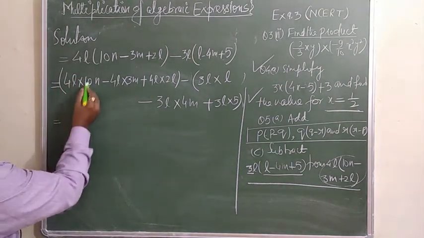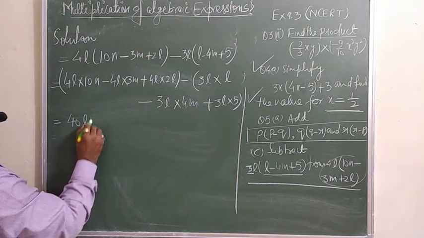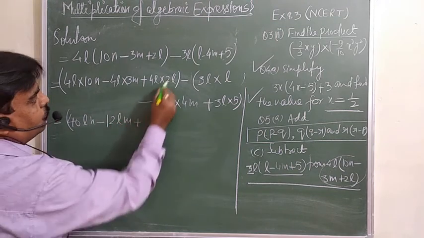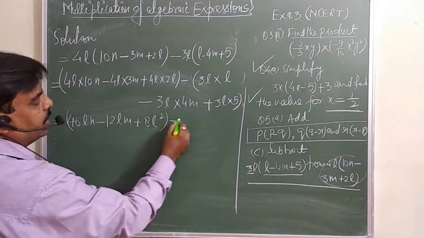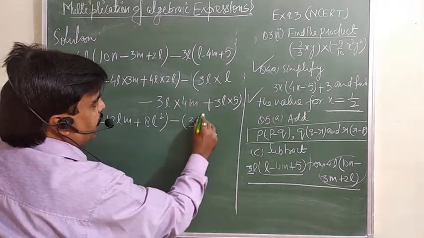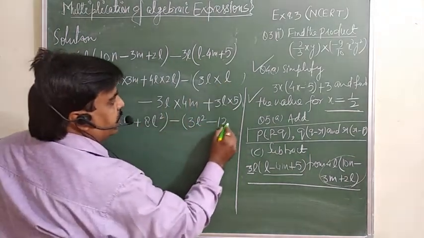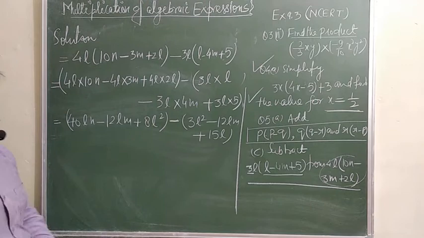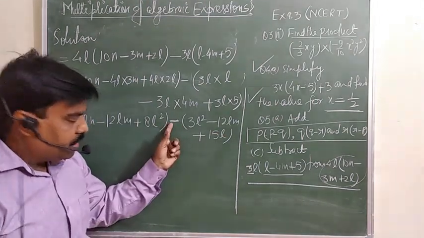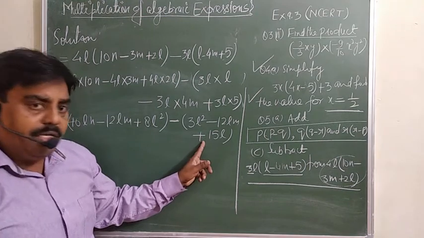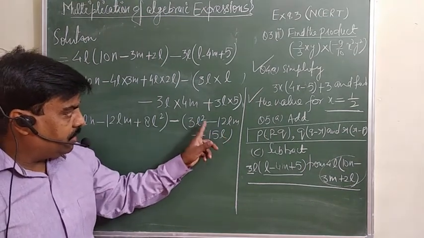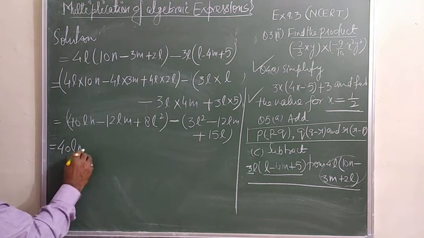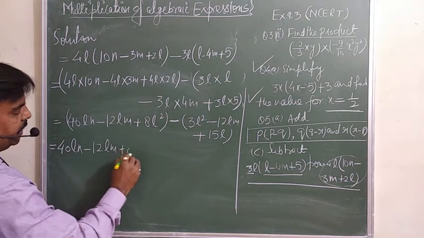Now this is 4 tens are 40 LN, keep in bracket, minus 4 threes are 12 LM plus 4 twos are 8 L square, minus, keep in bracket, 3 L square minus 4 threes are 12 LM plus 15L. Now you are supposed to remove the bracket. As soon as you remove the bracket, here is a minus sign, so the signs inside will change. Plus will change into minus, minus will change into plus. So this is your 40 LN minus 12 LM plus 8 L square.